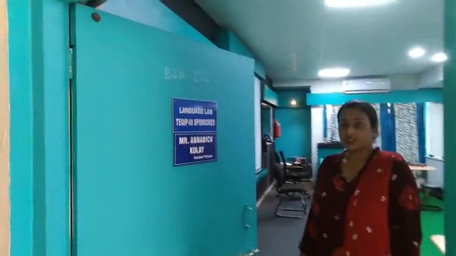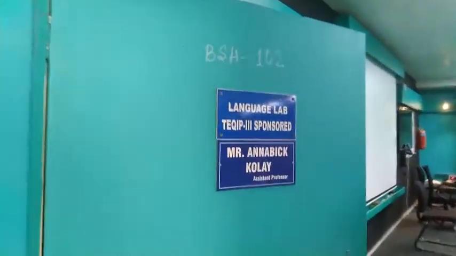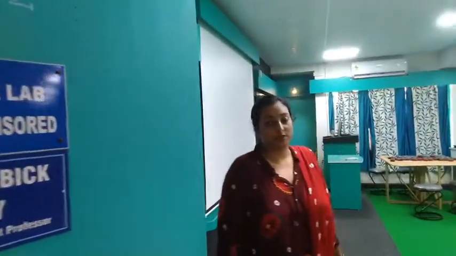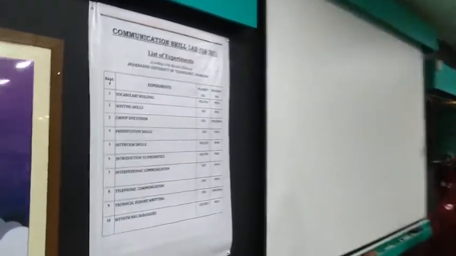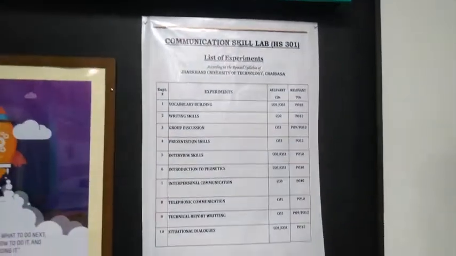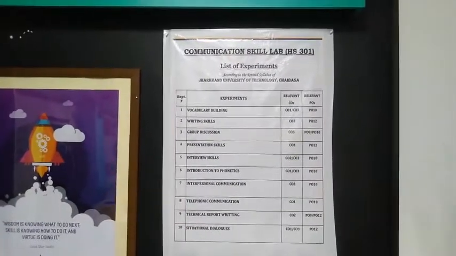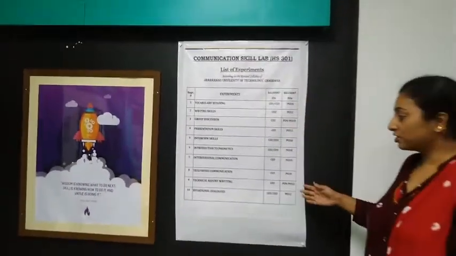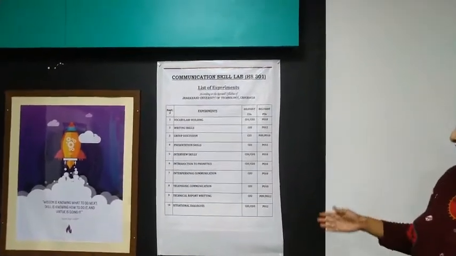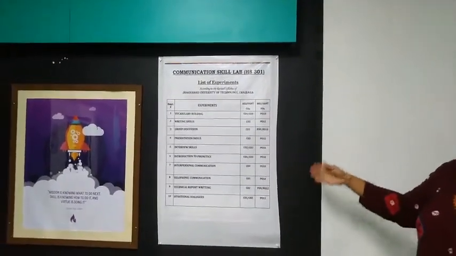English Communication Language Lab. Here the students learn about the English language. This is the syllabus of the GUT which is prescribed to our students. There are a total of 10 modules. According to that, there is a list of 10 experiments, which are here, and the CO-PO mappings are there.